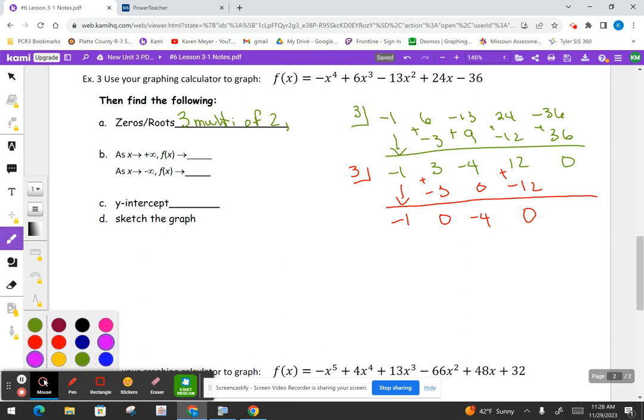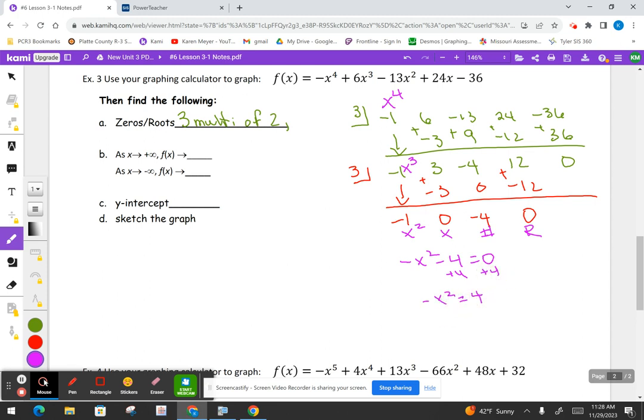Now in the original problem, the highest exponent was 4. So the first time I divide, that drops to x to the third. The second time drops to x squared. And then regular x, plain number, and no remainder. So I'm looking at negative x squared minus 4 equals 0, because I want to solve it. You always take what you have and set it equal to 0. Here I'm going to add the 4 over, so plus 4, plus 4. So negative x squared equals 4.